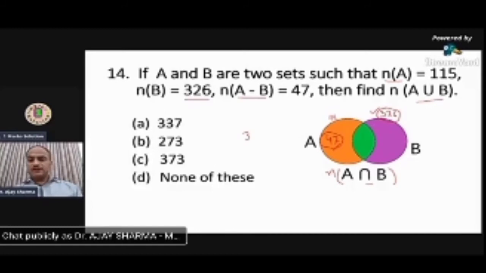4 and 2 is 6, and 1 is 7. So we have 373 as the correct option. It means option C is correct.